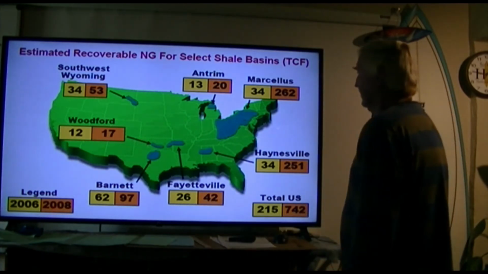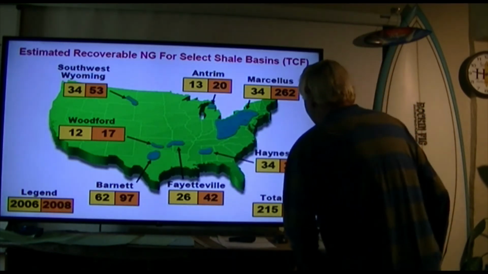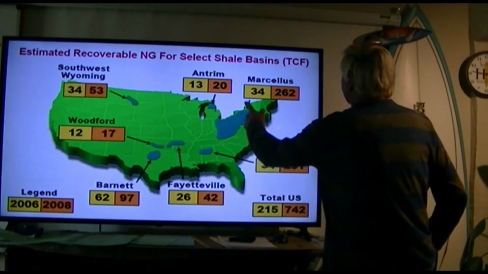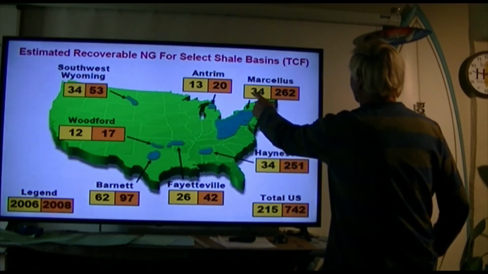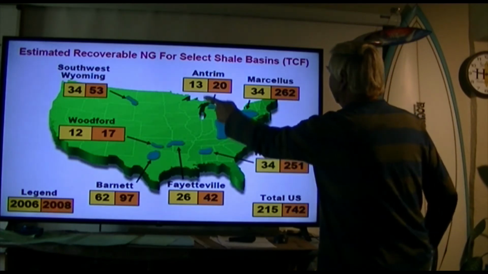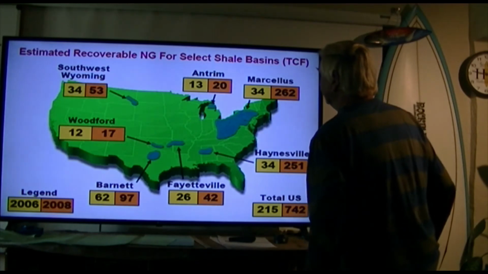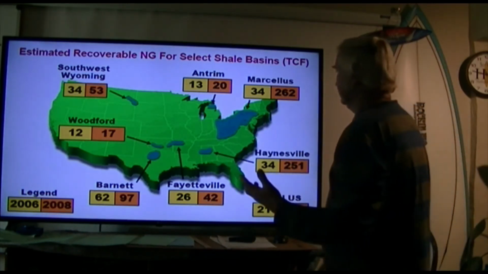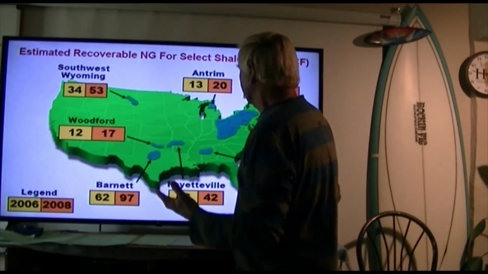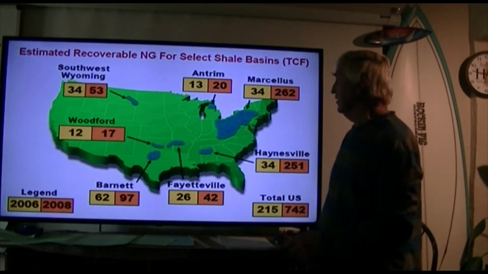And funny thing is that, we'll look at this in a minute here, the Marcellus Basin, actually upstate New York, 34 to 62, and Antrim up in upper Michigan from 13 to 20. So this shows that natural gas known reserves have increased due to technology. This is basically due to the fracking.